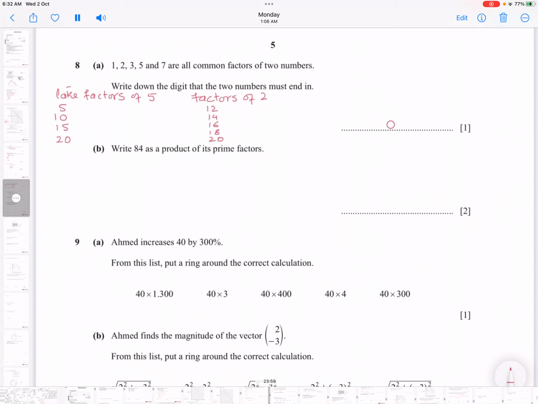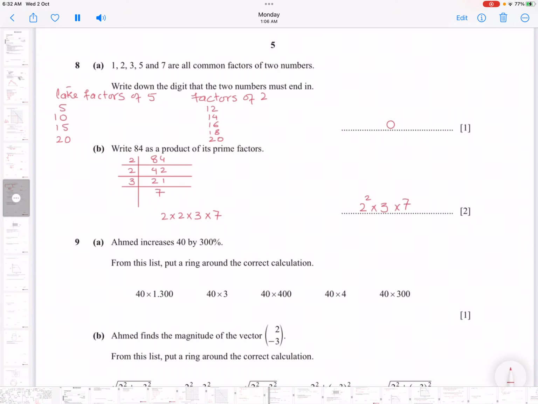Write 84 as a product of its prime factors. So take the LCM. Now 2 into 2 into 3 into 7, which is 2 squared into 3 into 7. This is your answer.